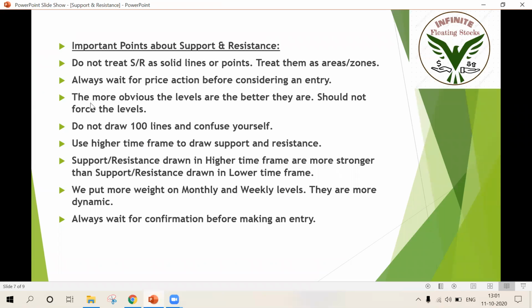No worries. So the more obvious the levels, the better they are. Do not force the levels. Okay. You should not force your levels. The levels should be very obvious. Okay. And do not draw 100 lines and confuse yourself.